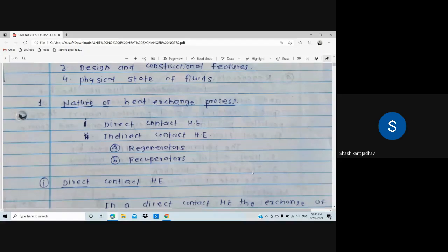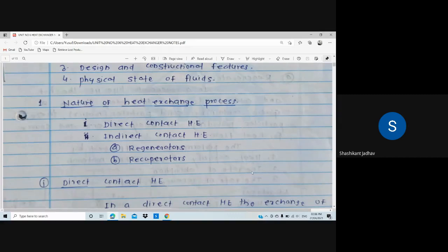According to the nature of heat exchange process. Okay, so in that there are two types.